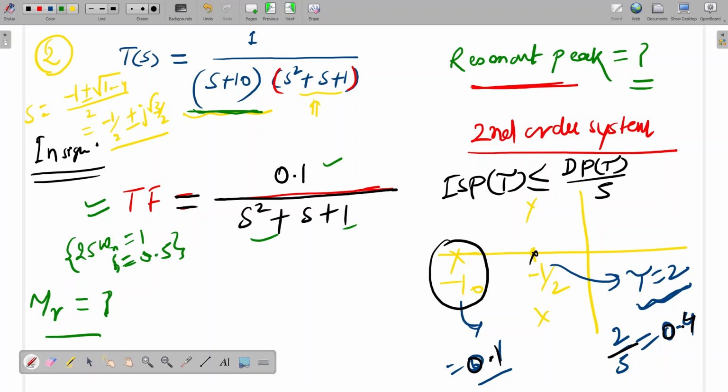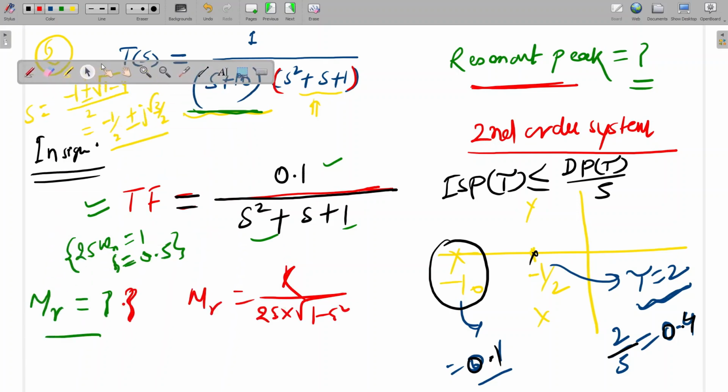How much is the MR value? Anyone got? Yes, sir. How much? 0.115. MR will be okay. So MR is equal to K divided by 2 zeta into 1 minus zeta square.